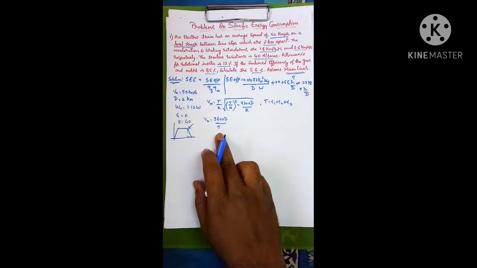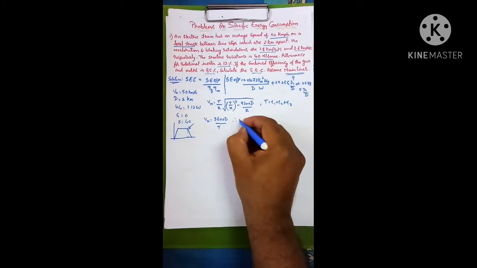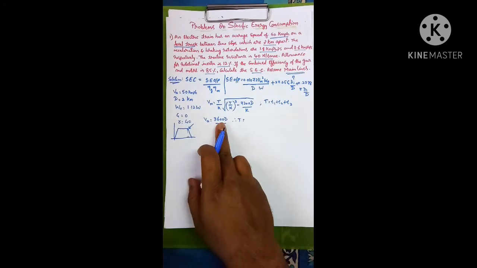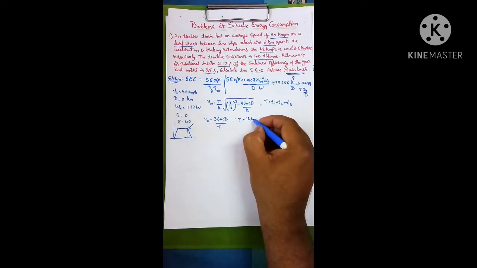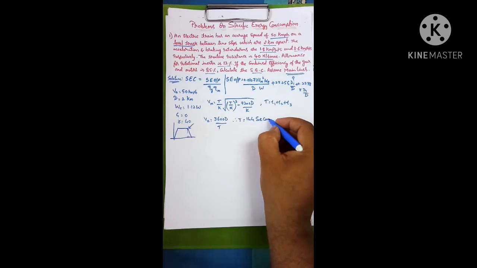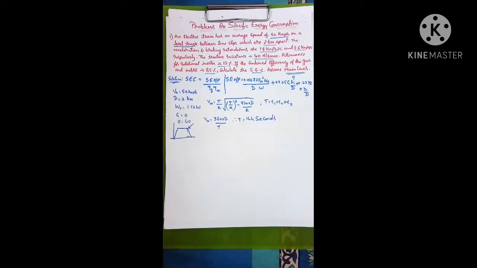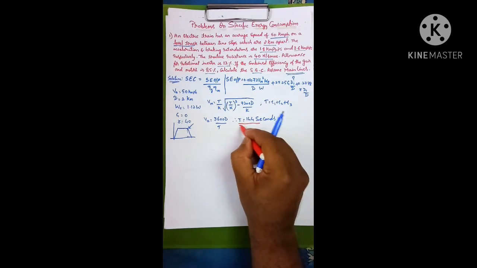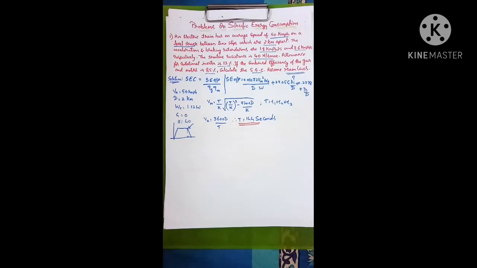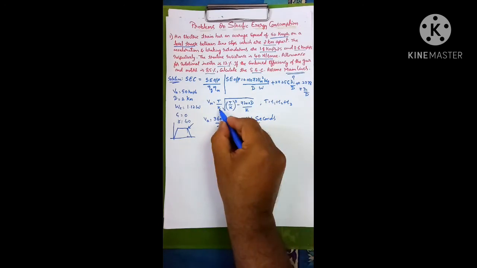So here we know Va, we know D, therefore by substituting Va and D, T is equal to 3600 D by Va, and we get the answer as 144 seconds. We got T. Now we need to find K.